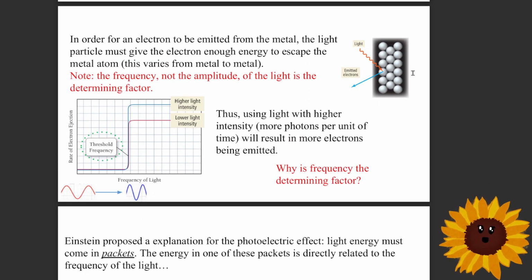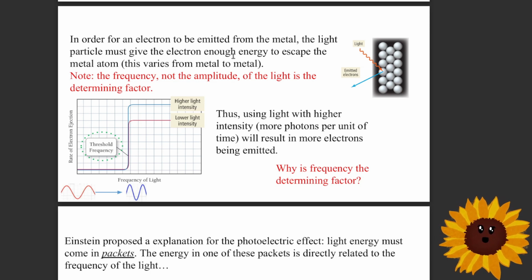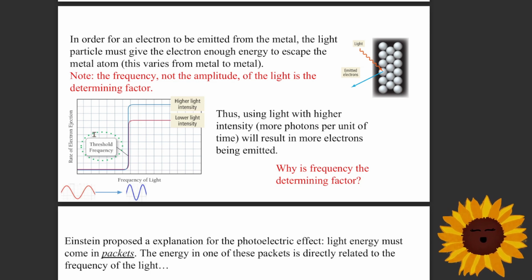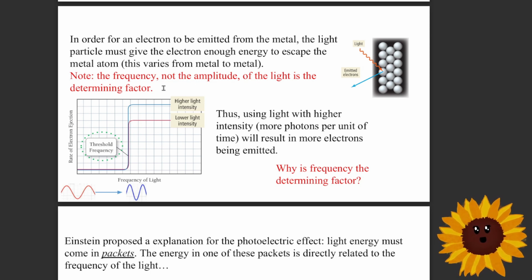So in order for an electron to be emitted from the metal, the light particle must give the electron enough energy to escape the metal atom, and this actually varies from metal to metal. It is also known as the threshold frequency. Note that the frequency, not the amplitude of the light, is the determining factor.